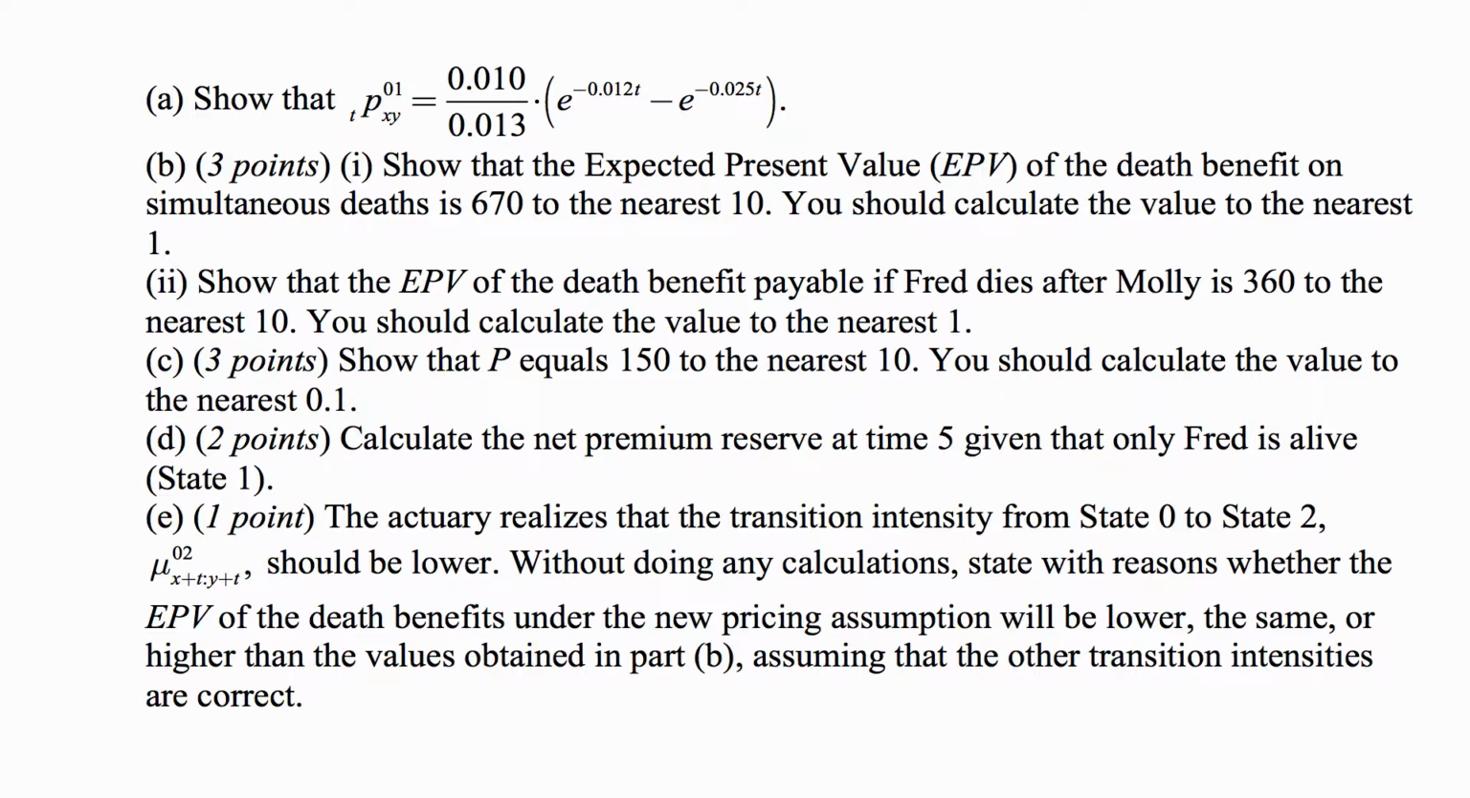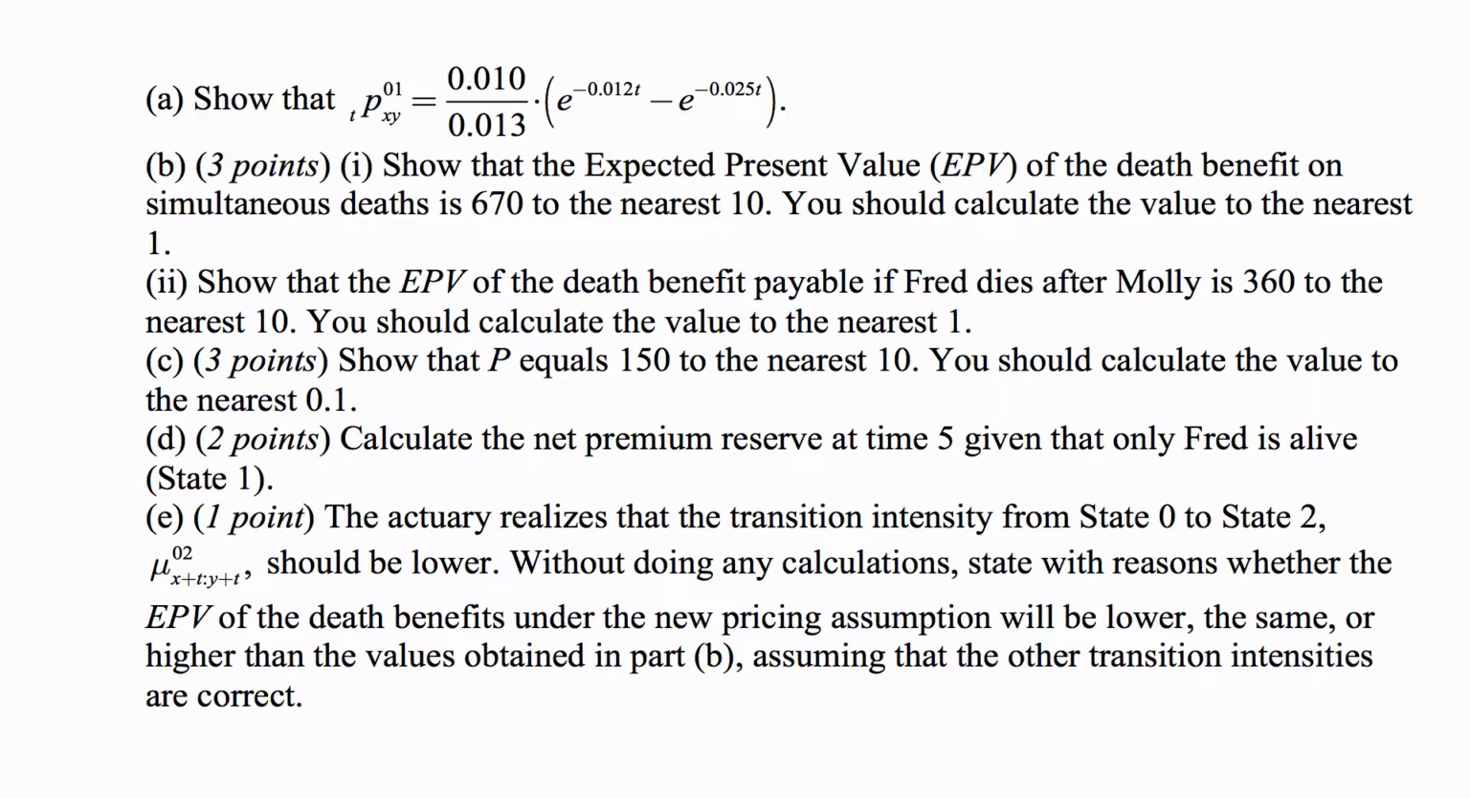For part B, we need to show that the expected present value of the death benefit on simultaneous deaths is 670 to the nearest 10, and we should calculate the value to the nearest 1. For the second part of part B, we need to show that the expected present value of the death benefit payable if Fred dies after Molly is 360 to the nearest 10. We should calculate the value to the nearest 1. Then for part C, we need to show that the premium P equals 150 to the nearest 10 and calculate the value to the nearest 0.1.